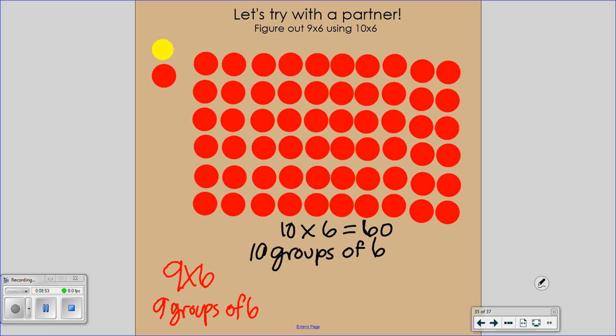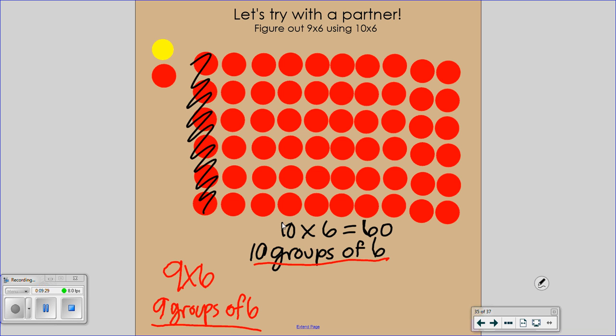So what am I going to do to get from 10 groups of 6 down to 9 groups of 6? What do I need to do? I had 10 groups of 6, and now I want to get to 9 groups of 6. How would I do that? Lucy, how would I do that? I'm going to take down one line of groups of 6. I'm going to take away one group of 6. Now I have a 9 by 6 array.